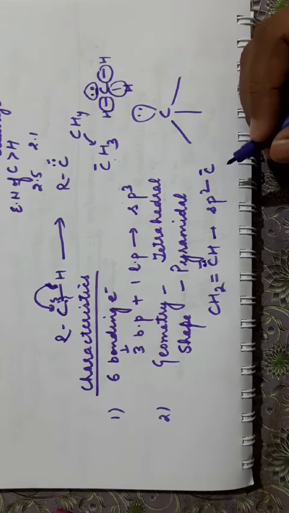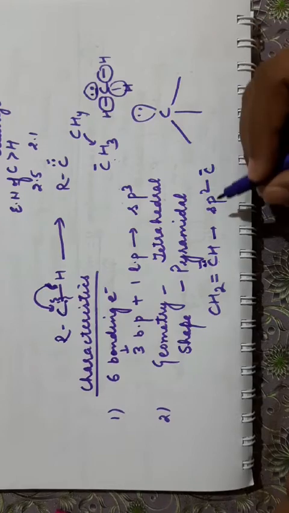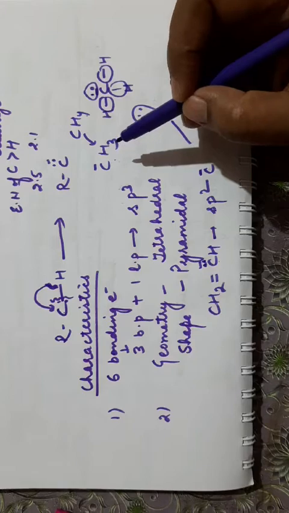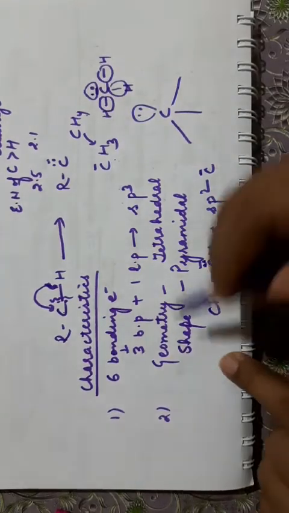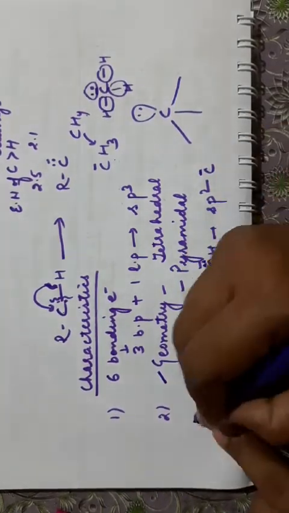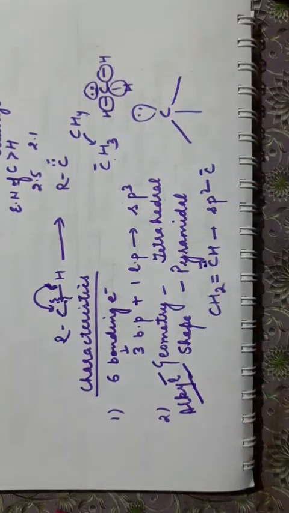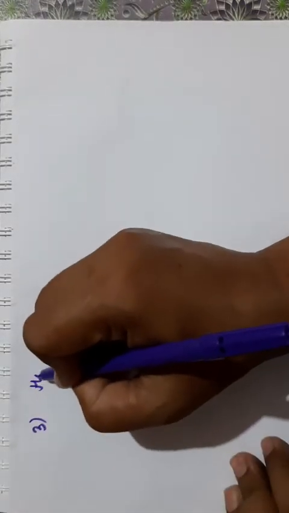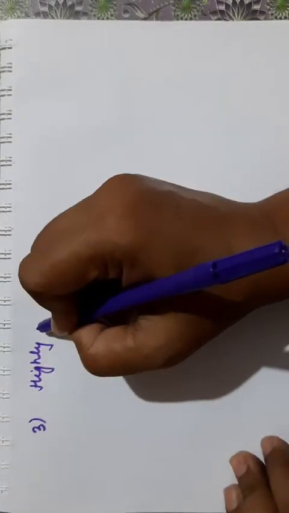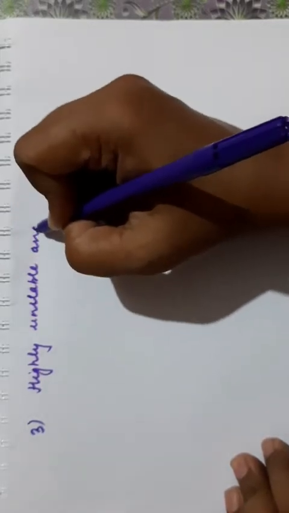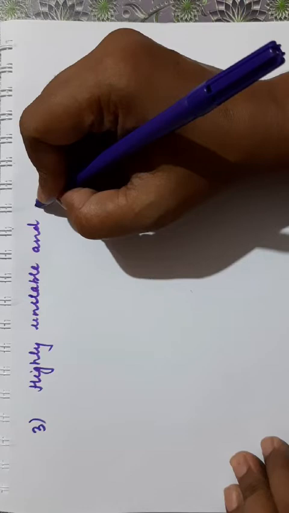So the hybridization may remain sp3, sp2 or sp depending upon the nature of the bond formed by the carbon. If it is forming a double bond, it will be sp2. If it is forming a triple bond, it will be sp. If it is forming a single bond, it will be sp3. So these geometry and shape are for alkyl carbanions. Clear? Now the third property is that they are highly unstable and reactive. Now why are they highly unstable?